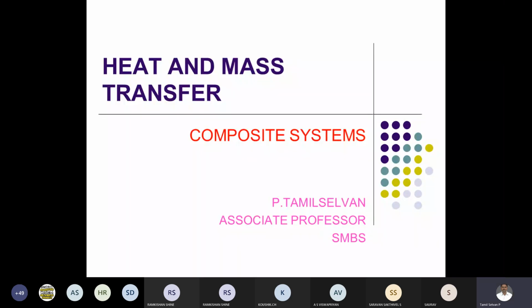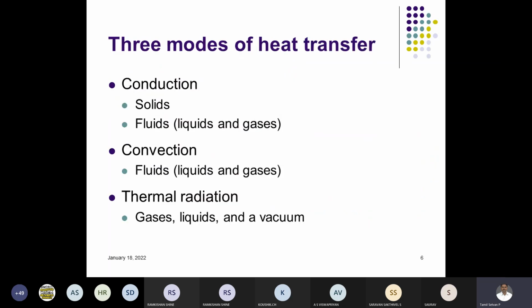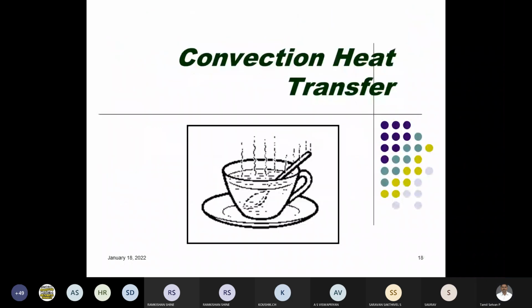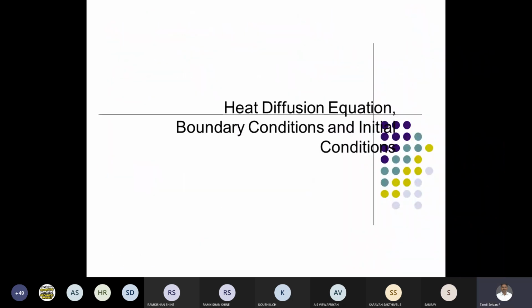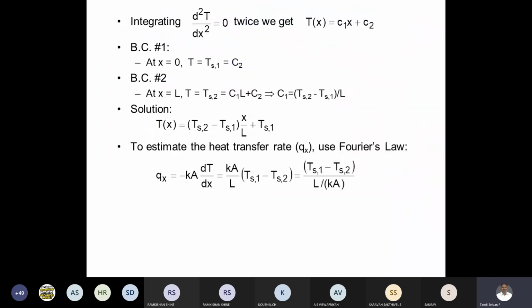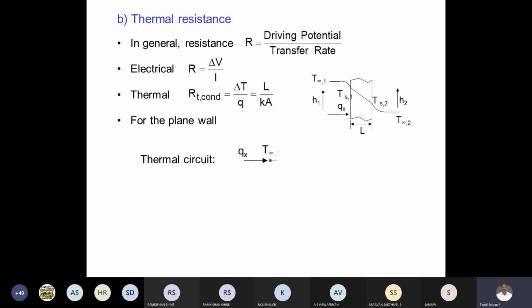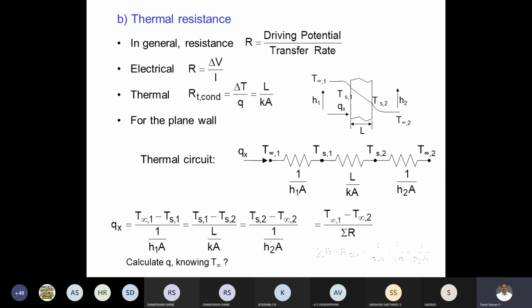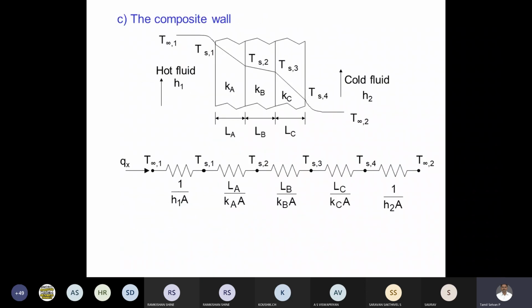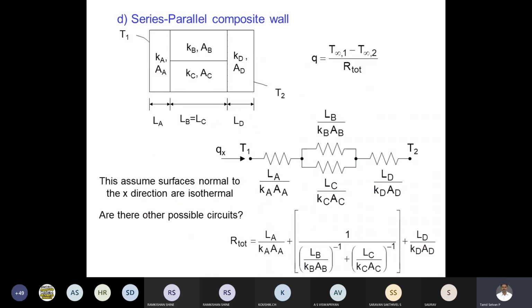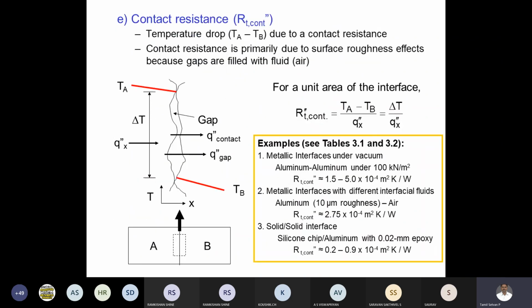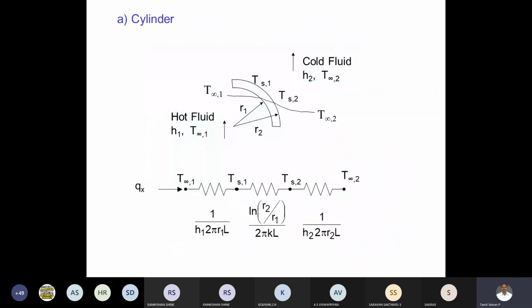So in yesterday's class, we discussed the composite wall problem. Am I correct? Yes, sir. Okay. And we also discussed the composite cylinder problem. In the composite cylinder problem, we took the example of a steam pipe, as well as the convective heat transfer coefficient.